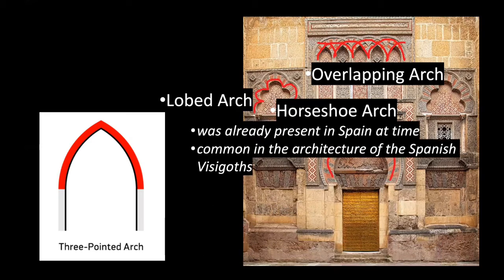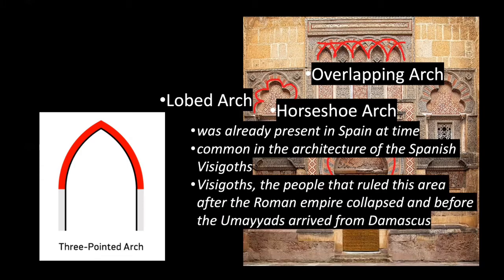All right, so the horseshoe arch was actually in Spain before the Umayyads came and conquered. It was very common in the Visigoth architecture. And just a reminder, the Visigoths were the people that ruled this area after the Roman Empire and before the Umayyads.